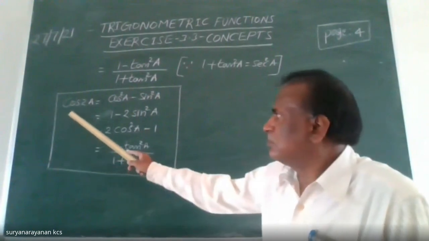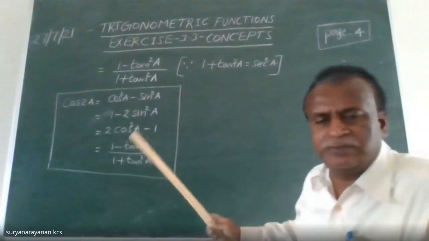Now, Richard, it's your turn. Yes, sir. Cos 2A is equal to cos square A minus sin square A. Cos 2A is equal to 1 minus 2 sin square A. Cos 2A is equal to 2 cos square A minus 1. Cos 2A is equal to 1 minus tan square A divided by 1 plus tan square A. Very good, my dear Richard.